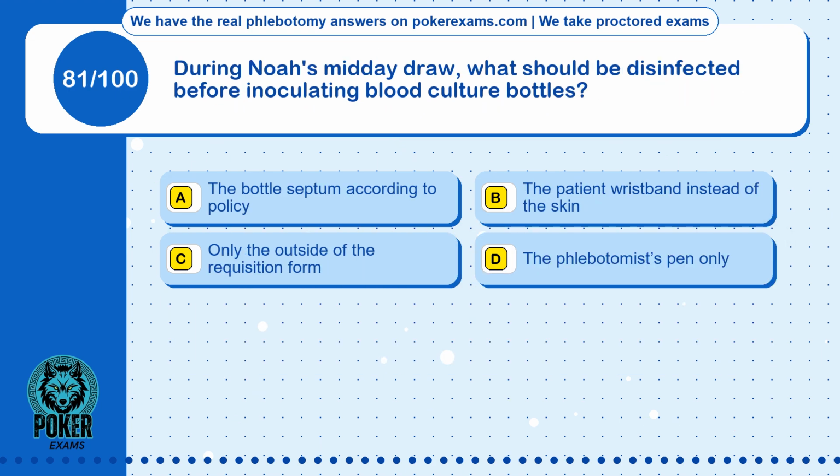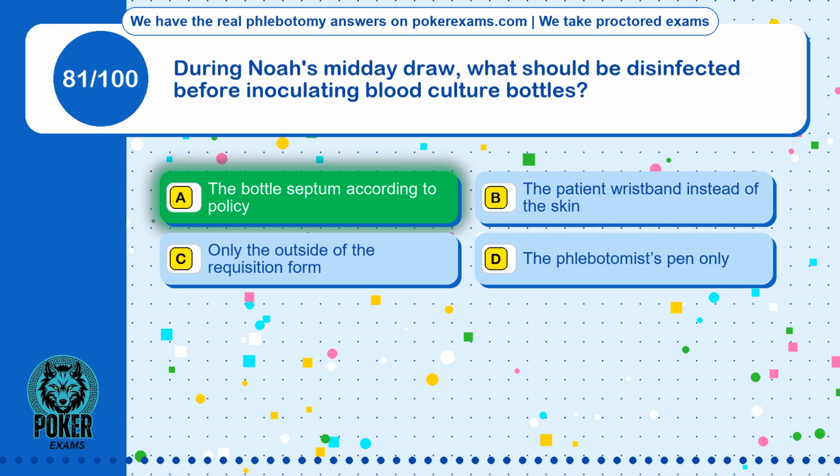Question 81. During NOAA's midday draw, what should be disinfected before inoculating blood culture bottles? Option A. The bottle septum according to policy. Option B. The patient wristband instead of the skin. Option C. Only the outside of the requisition form. Option D. The phlebotomist's pen only.